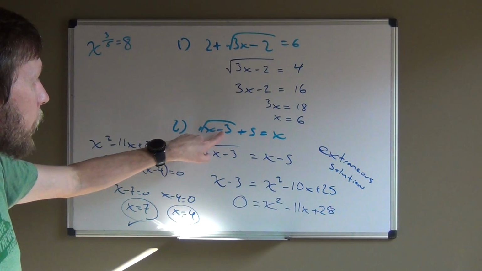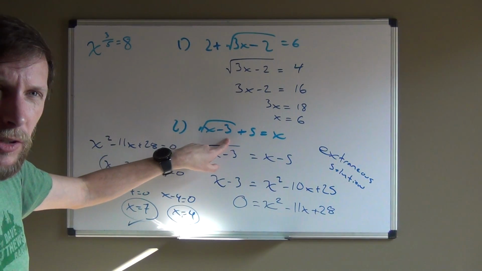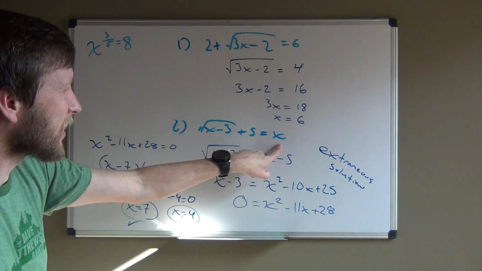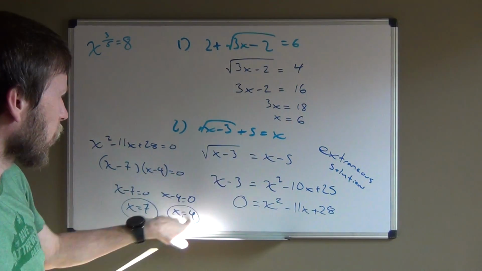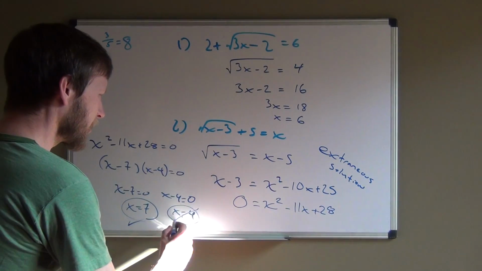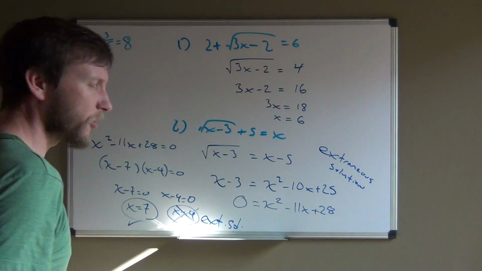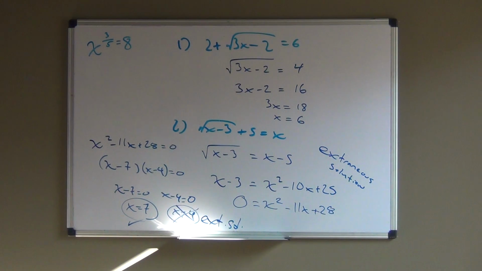Now 4. The square root of 4 minus 3. 4 minus 3 is 1. The square root of 1 is 1. 1 plus 5 makes 6. That doesn't make 4. So this is an extraneous solution. And we just abbreviate it like so, EXT SOL. All right? We check our answers to make sure that they work.